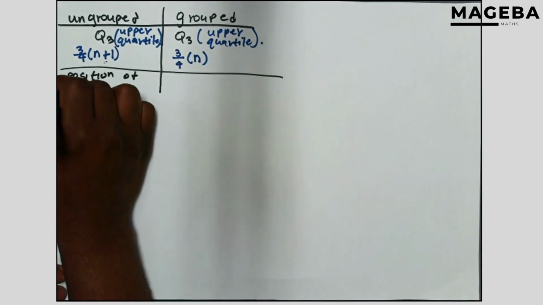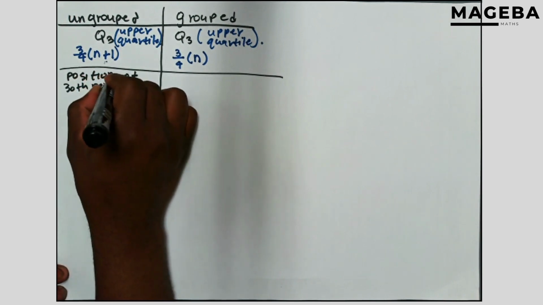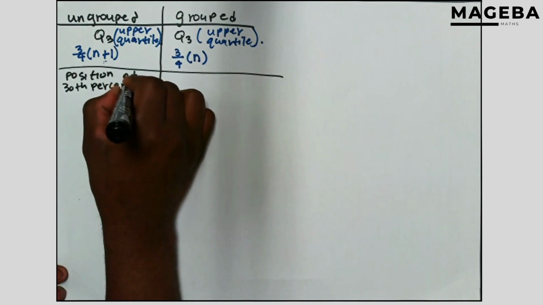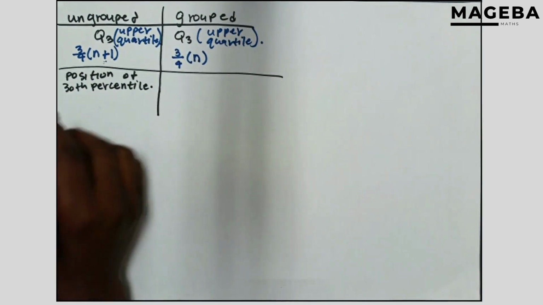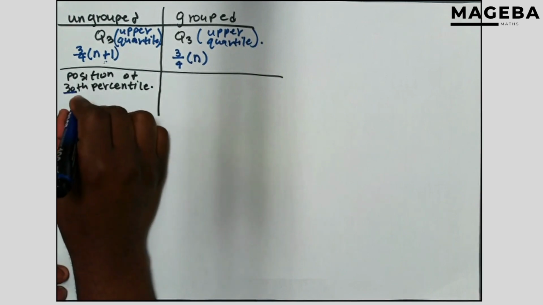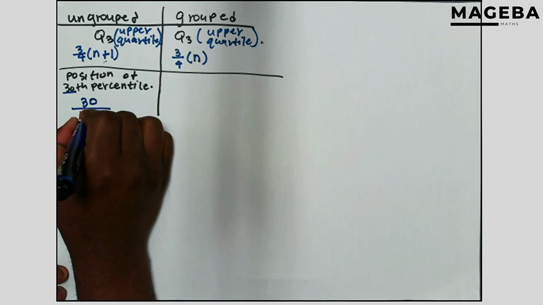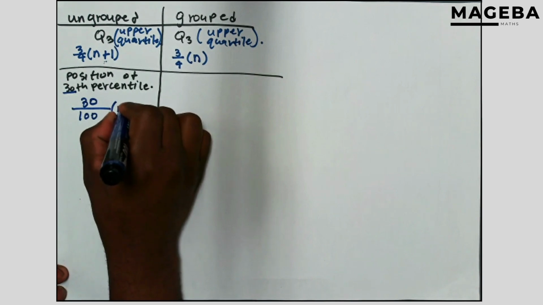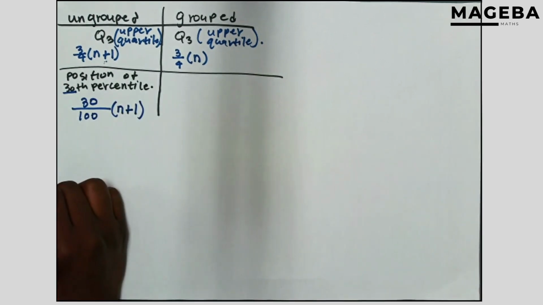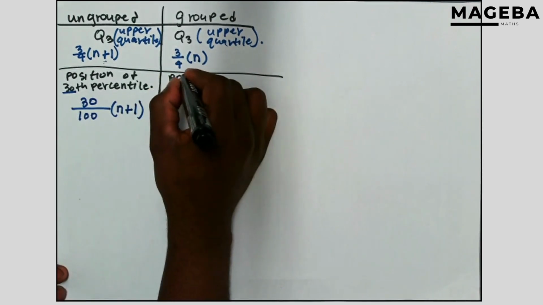And another thing that we need to say on this table is the position of, let's say, the 30th percentile. How do we find this 30th percentile? They give us 30 here, so it's 30 percent of 100, so it's going to be over 100, and then you say times n. Remember, n is the number of values, and then plus 1. This is how you find the 30th percentile.